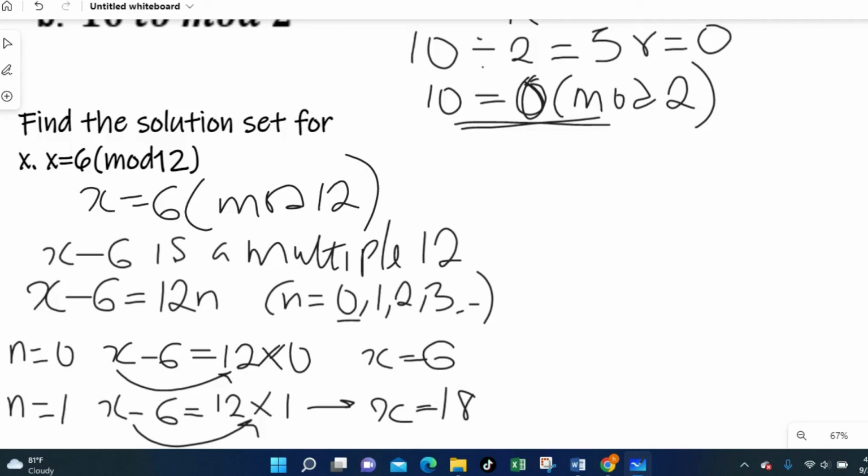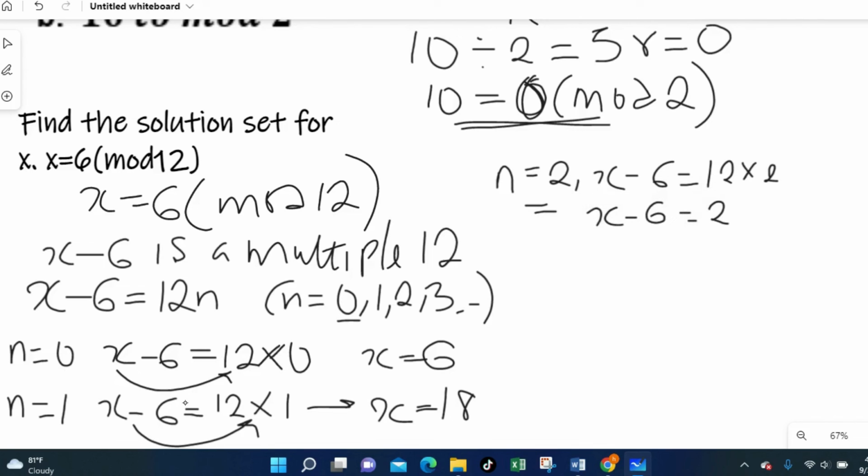Good. Now, the next one is if our n is equal to 2. Then our x minus 6 will be equal to 12 times 2, which gives us 24. So x minus 6 is equal to 24. Now, if minus 6 crosses over, it becomes plus 6. So x will be 24 plus 6, and our x will be equal to 30.